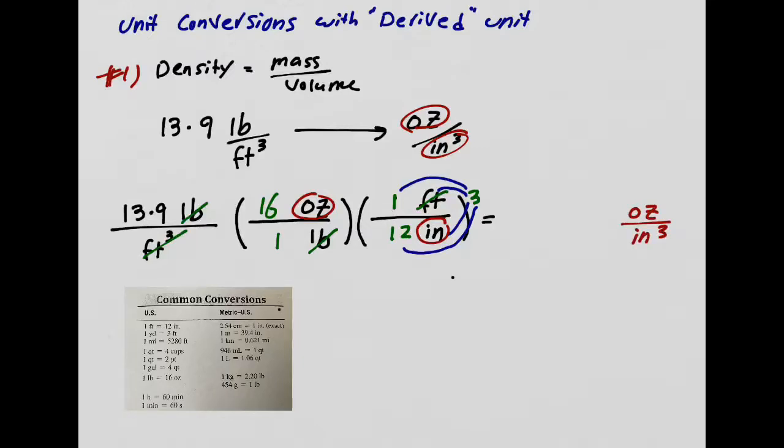Now, for the math part, again, you're going to multiply everything on top and divide by the bottom: 13.9 times 16 times 1, divided by 1, divided by 12.